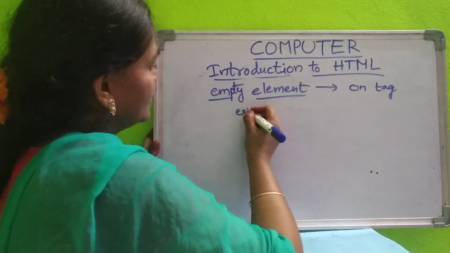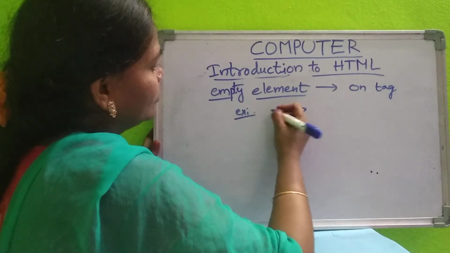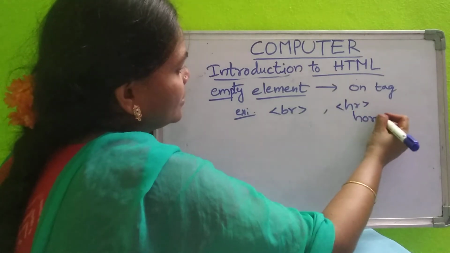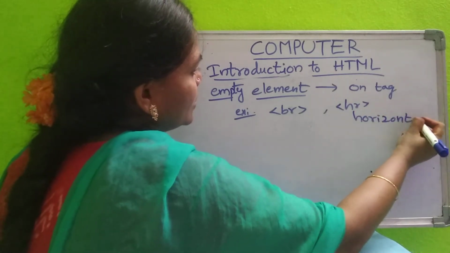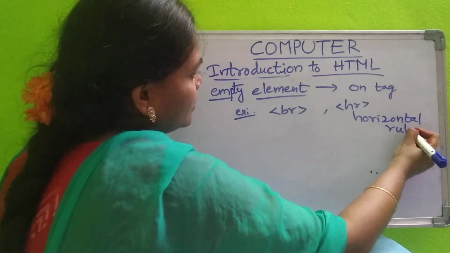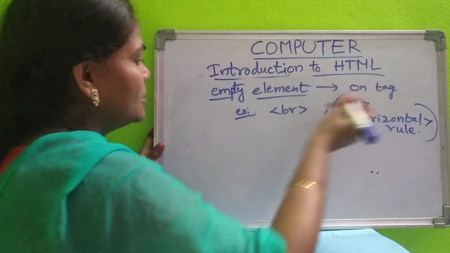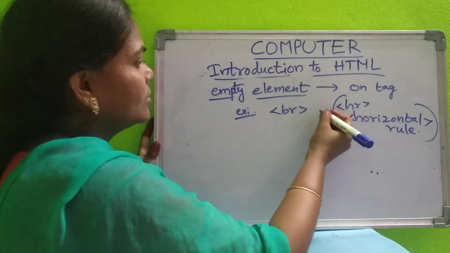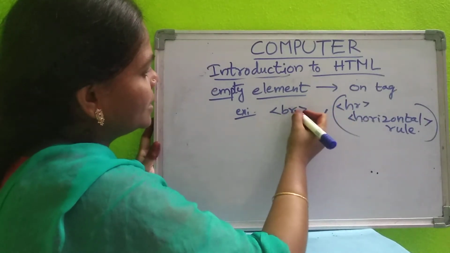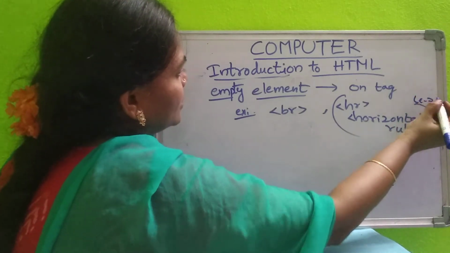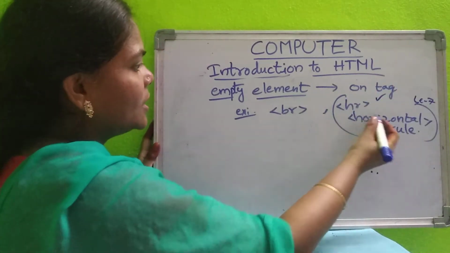Okay, examples are break and HR. HR is horizontal rule. It draws one line, a horizontal line, with the size you have to mention. This will be in the next lesson. In the 6th lesson you have that. Next, in the 7th lesson you have this one. That time you will learn it.